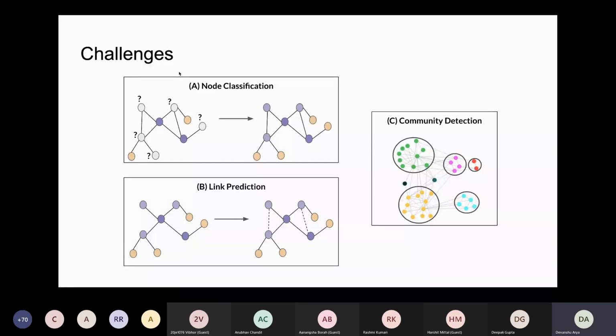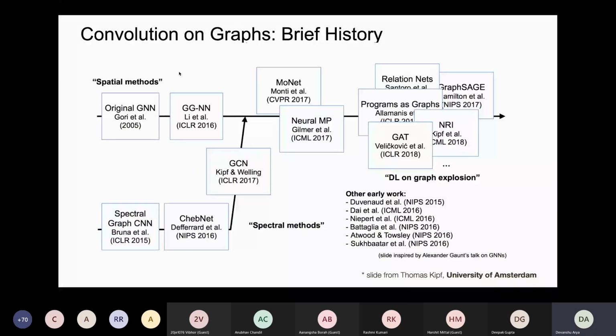The history for defining convolution or any kind of learning in graphs actually goes back to 2005, but it was only after 2016, especially after 2017, I'll say, that things have kicked up. And after 2018, there has been a big explosion of graph-based architectures and learning algorithms. Now it's very hard to keep track of all the architectures actually.